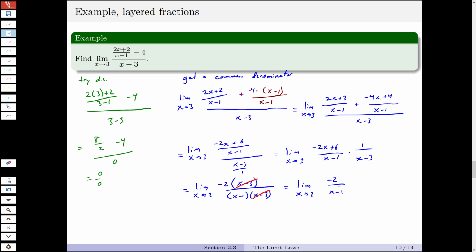Okay, so now we have the limit as x approaches 3 of negative 2 over x minus 1. And now we can use direct substitution. So we'll get negative 2 over 3 minus 1. Notice that this is the step where I stopped writing my limit. I had to write the limit out front for all of these other steps because I can't do this canceling if there's no limit out front. Okay, so I get negative 1. So the limit as x approaches 3 of 2x plus 2 over x minus 1 minus 4 all over x minus 3 is equal to negative 1.